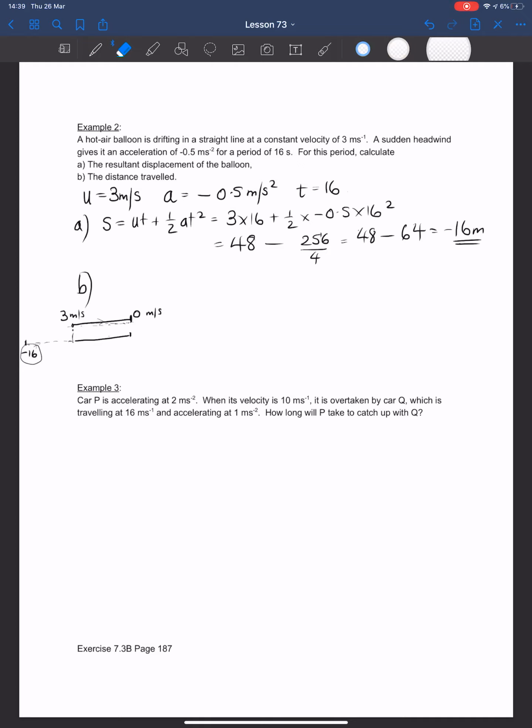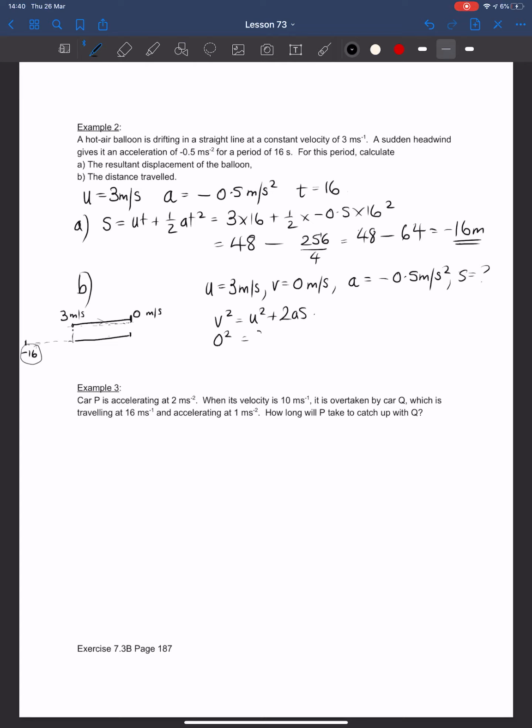Okay, so if U is 3 metres per second and V is 0 metres per second, and the acceleration is minus 0.5 metres per second squared, and we want the S. So we've got V squared equals U squared plus 2AS. So 0 squared is 9 plus 2 times minus 0.5 times S. So 0 is 9 minus S, so therefore S is 9 metres.